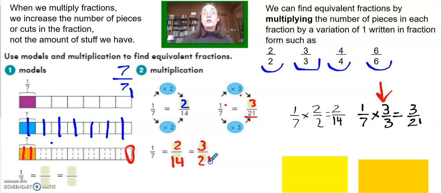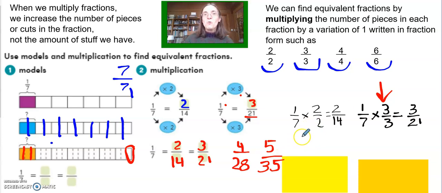Ooh, Miss Foster, could we keep going? Oh yes, we could, because we could multiply 1/7 times 4/4. 1 times 4 is 4 on top. 7 times 4 is 28. You got it. I could multiply 1/7 by 5/5. 1 times 5 is 5. 7 times 5 is 35. That's right.